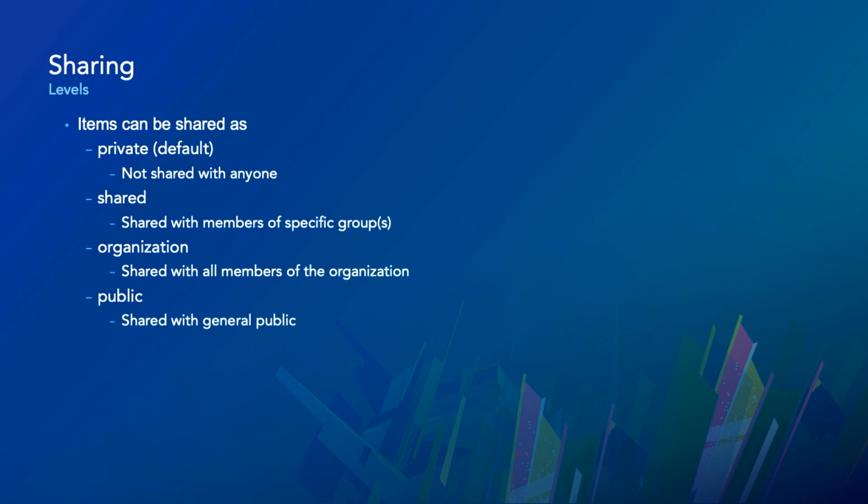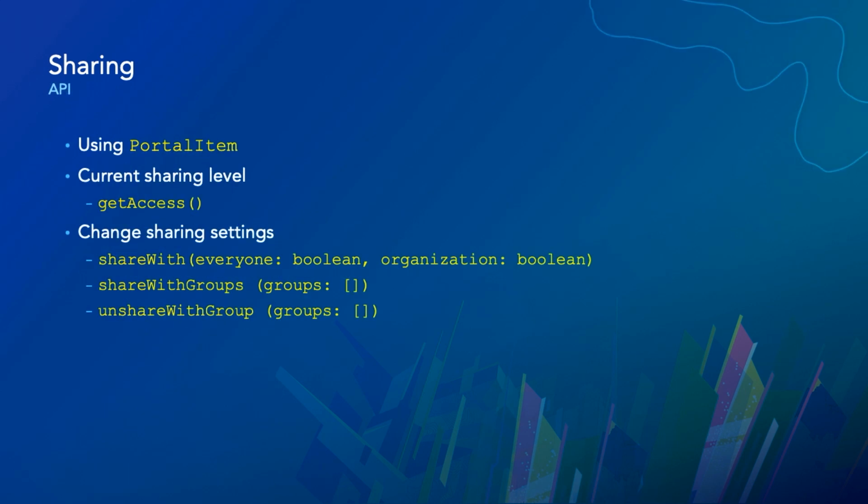Once you've added content to the portal, or you're consuming existing content even, you can change the sharing settings of that item. By default, all items that are created are private. That means they can only be accessed by the user who created them. But the portal allows an item to be shared with a specific set of groups or shared with the whole organization. So any member of the organization can access it, or with the general public. And the way you change these sharing settings is, again, on the portal item, there are some really high-level convenience methods to allow you to toggle this and also get the access level of that content.